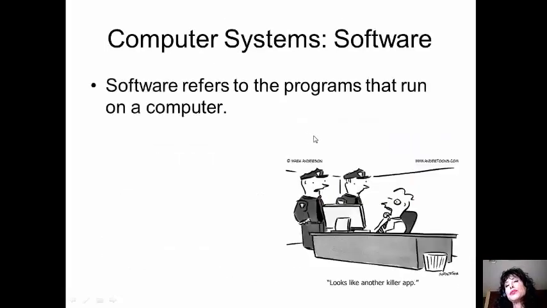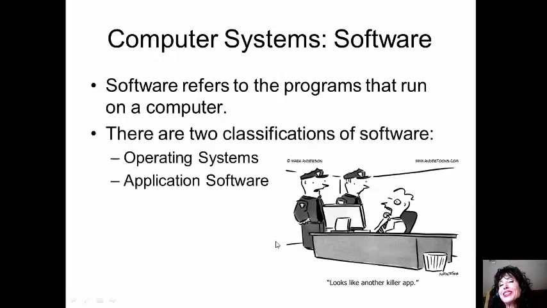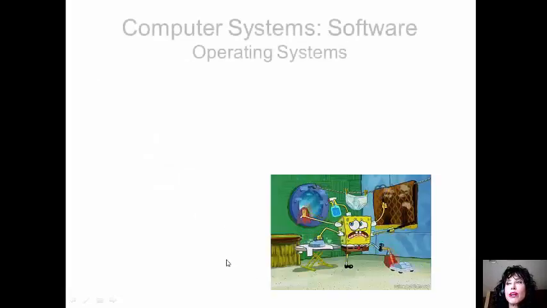Okay, and to come full circle, why we even talked about the hardware is because we're going to be doing software in this class. But I reiterate, to be a good software programmer, you do have to have some knowledge of the hardware, because software runs on hardware, and it refers to the programs that run on your computer. So there's two classifications of software. You've got operating system software and application software.